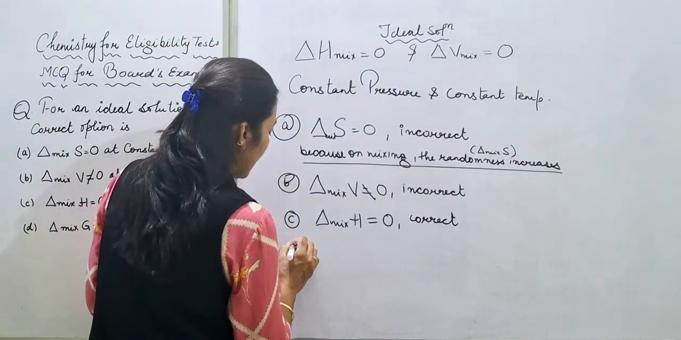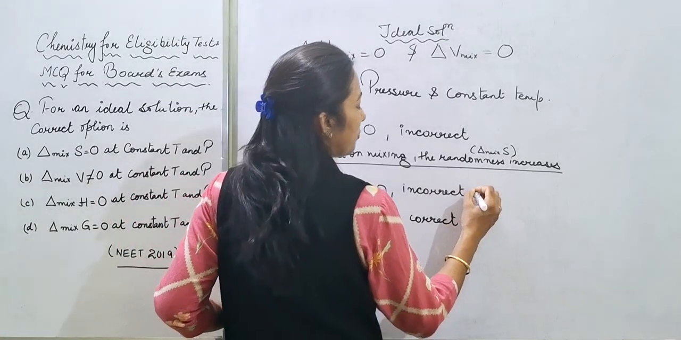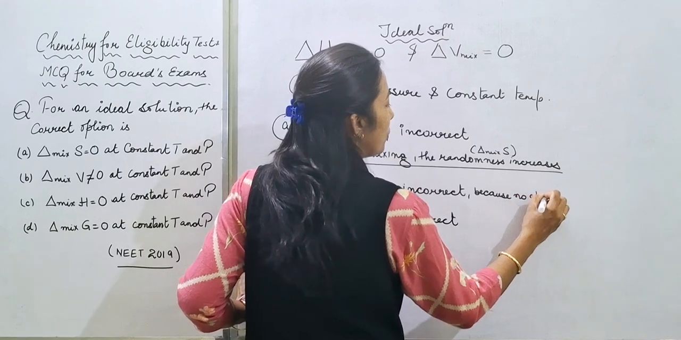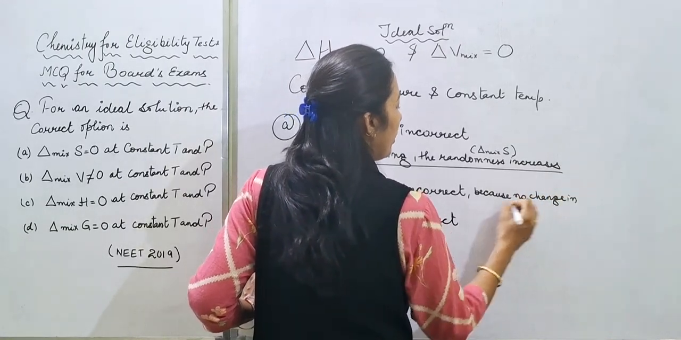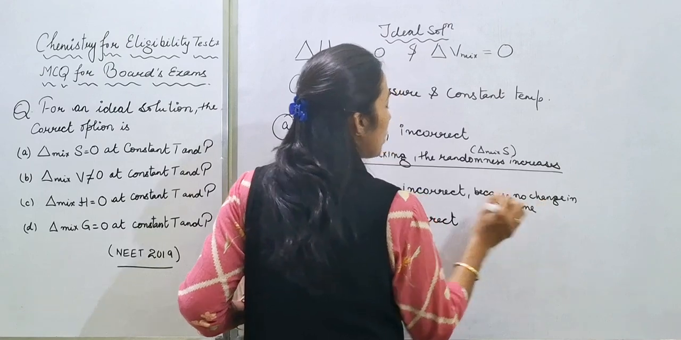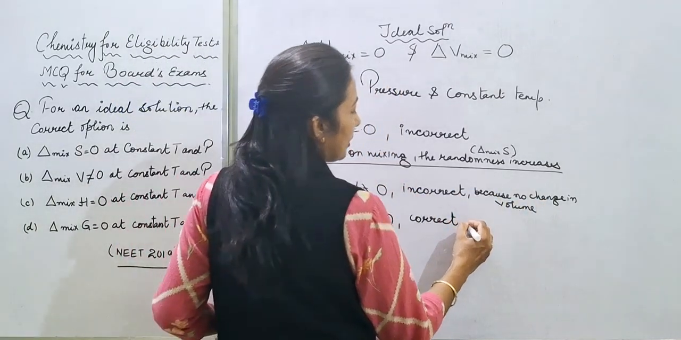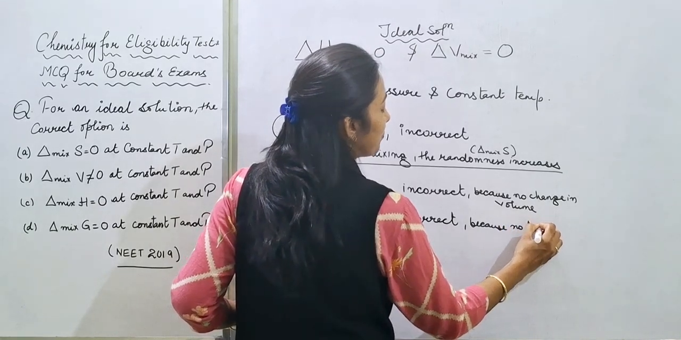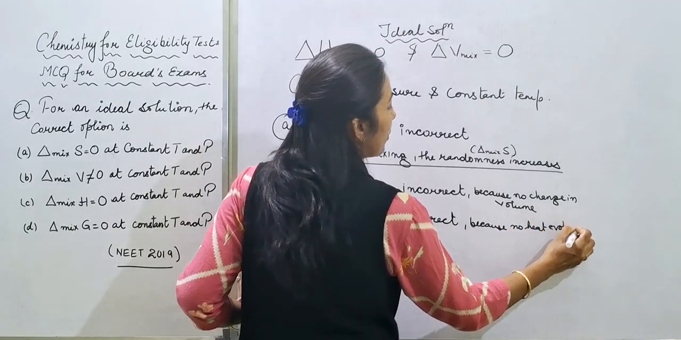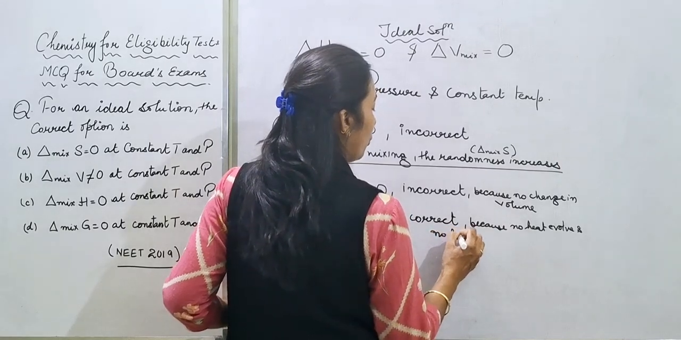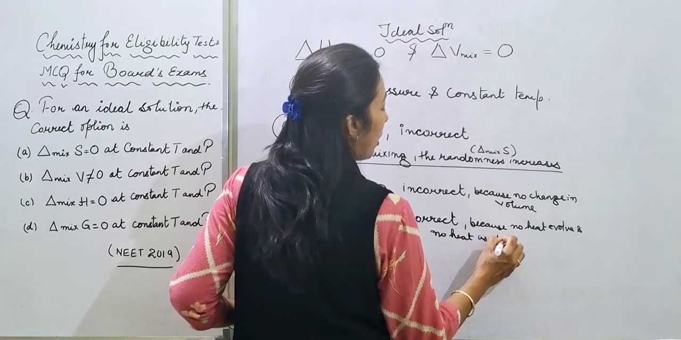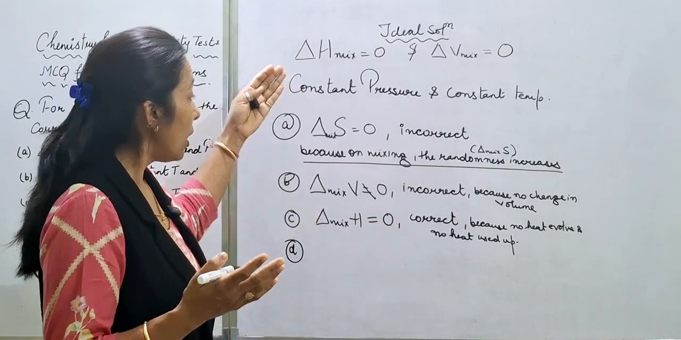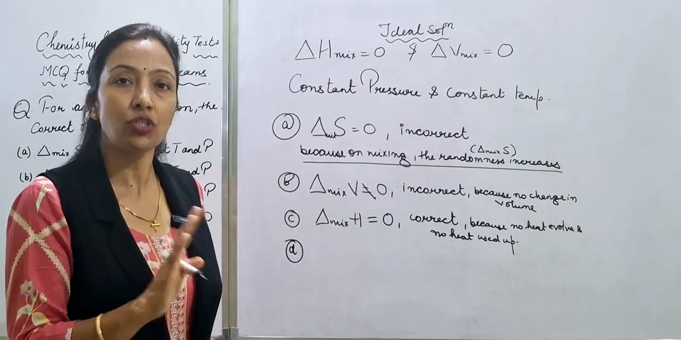And D, we can also write incorrect because there is no change in volume, but here a change in volume is given, so it is incorrect. C is correct because no heat is evolved and no heat is used up; it is neither used nor released. So from A, B, C, only option C is correct till now.